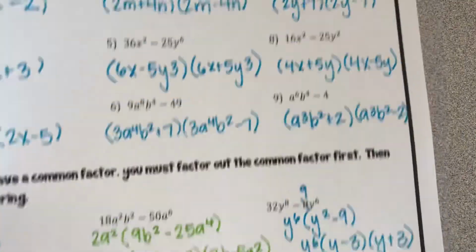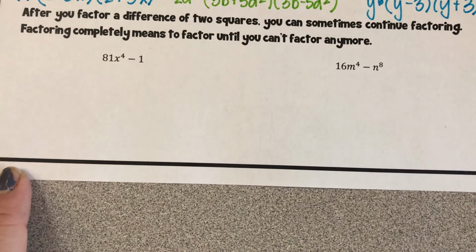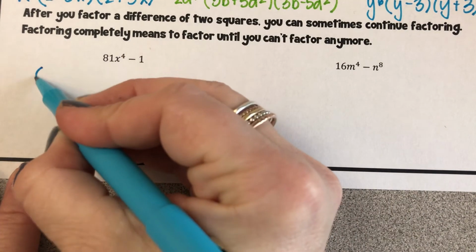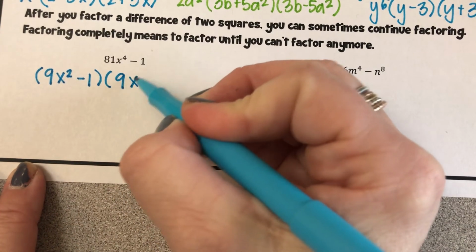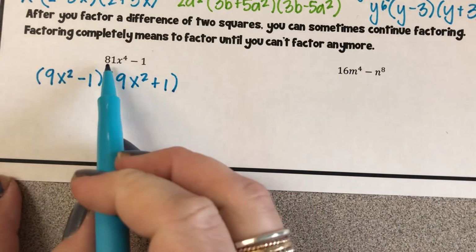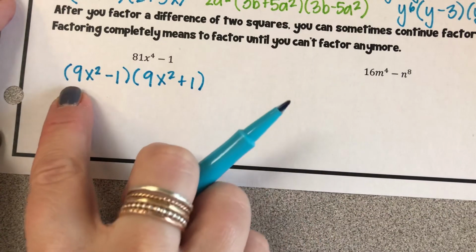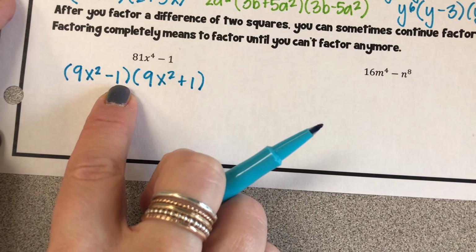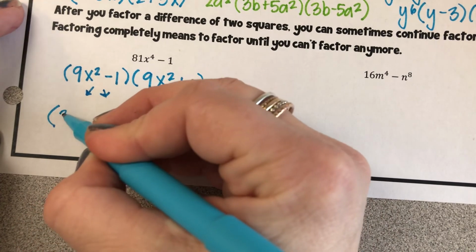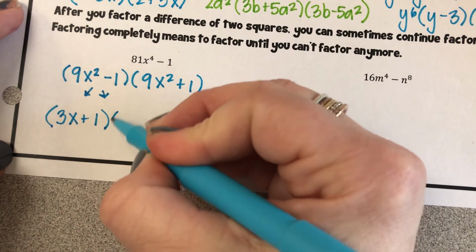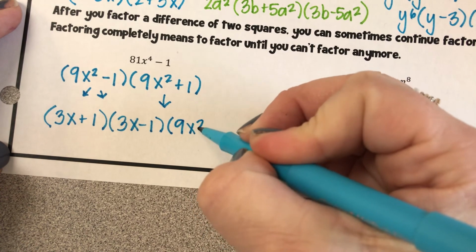Okay, and then the last thing we're going to talk about is factoring completely. So I'm looking at this and I'm like, okay, is there any common factor? No. So I'm going to set it up as 9x squared minus 1 times 9x squared plus 1, right? Square root, we're good. But is this a perfect square? Is this a perfect square? Yes, so we can actually split this one. We can factor it further into 3x plus 1, 3x minus 1, and then that one didn't change. It stays 9x squared plus 1.